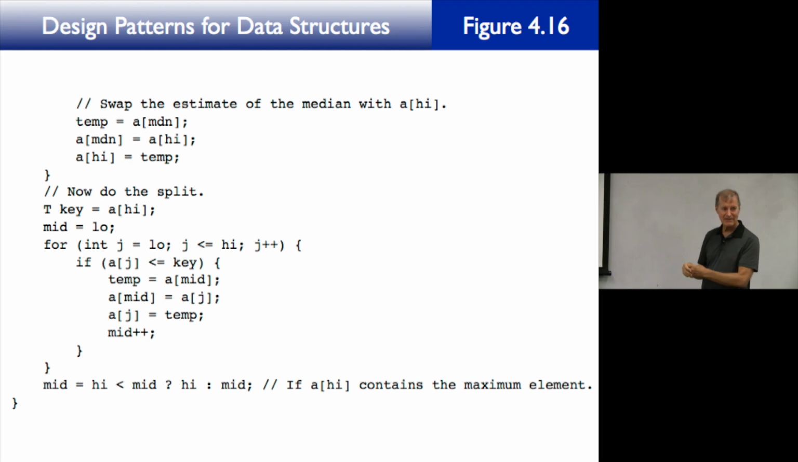Are you with me? So we're saying int key gets what? A sub high. So there's key is a sub high. And then we initialize what? Mid gets what? Low. So remember how mid gets low. And now look, for int j gets low, j less than or equal to high, j plus plus. One simple little loop. And what? If A sub j is less than the key, do what? Temp gets a sub mid, gets a sub j, gets temp. Swap and do what? Mid plus plus. Otherwise, j just goes up.